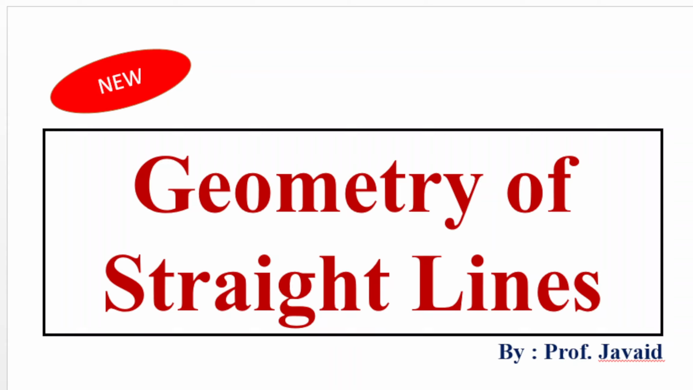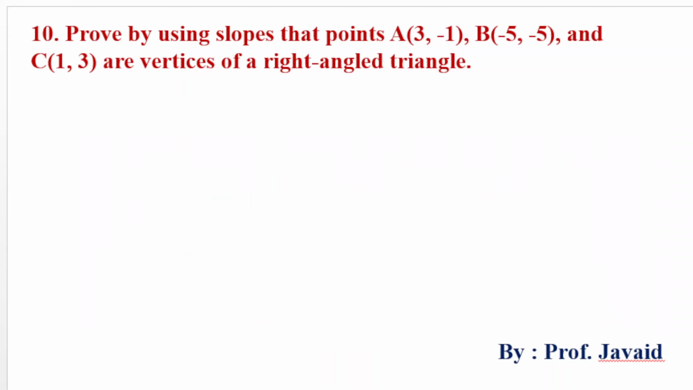So now the chapter 8, geometry of straight line, question 10. We are on question 10. So let's move toward question 10. These are very important and interesting questions. Let's write the solution first of all. What the question is asking us: prove, by using slope, that the points A, B and C are the vertices of a right angled triangle.